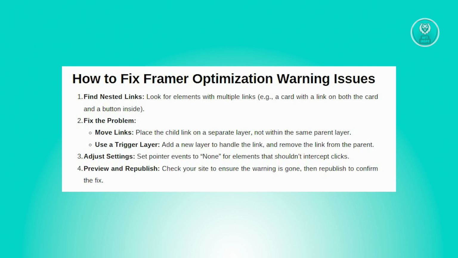So the first thing you want to do here is locate nested links. Look for components where multiple links are applied to the same element. For example, a card with two links, one on the card itself and one on a button inside it.